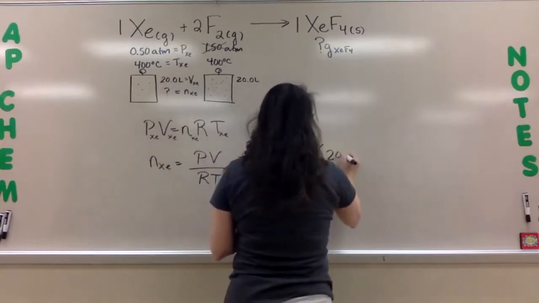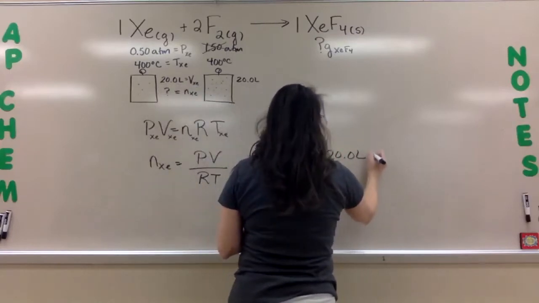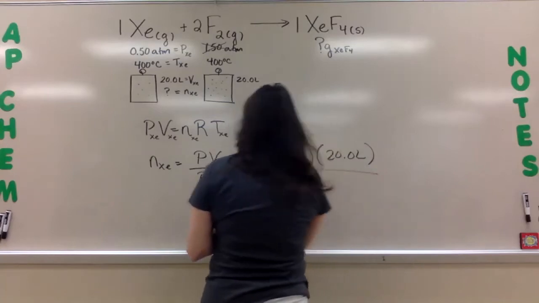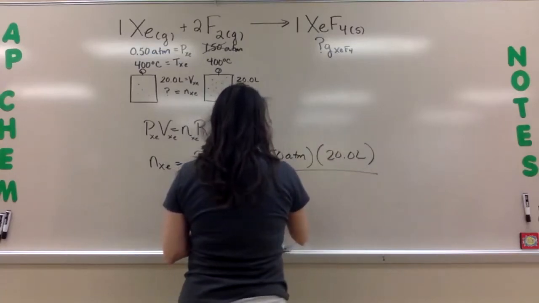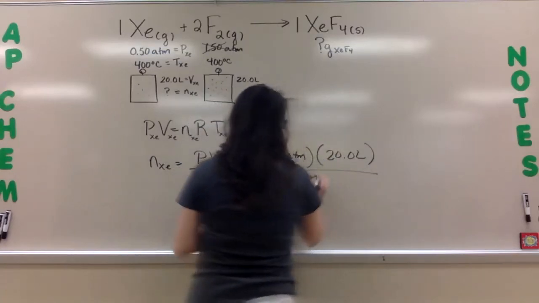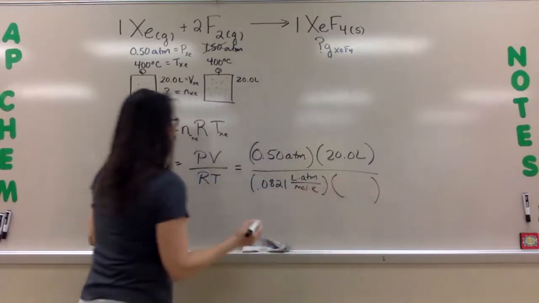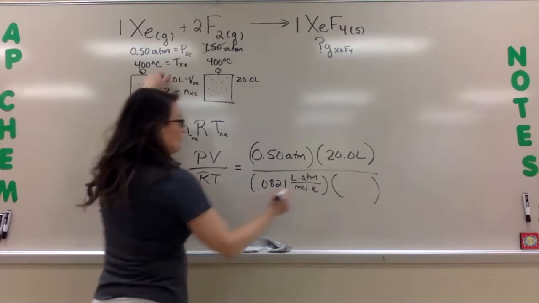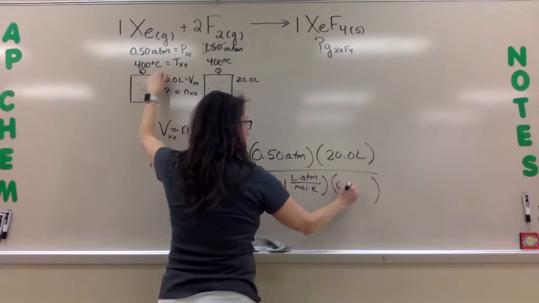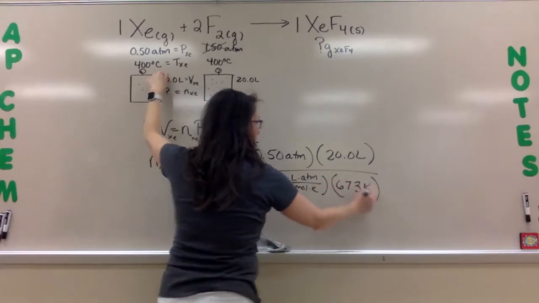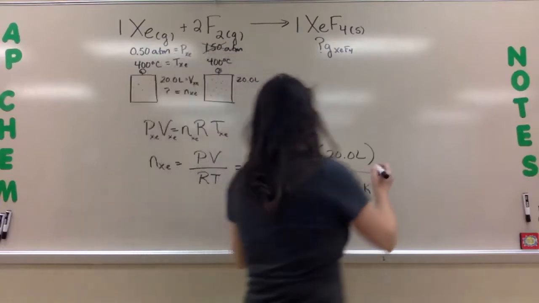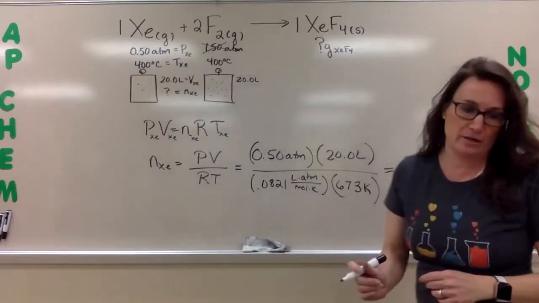Volume is 20 liters. So hopefully my students are getting a calculator. And then we have 0.0821 liters atm per mole Kelvin. And then temperature, be careful, we have to add 273. So is it 673? All right, you guys help me here because my voice is going. Okay, so what mole amount do we get here?